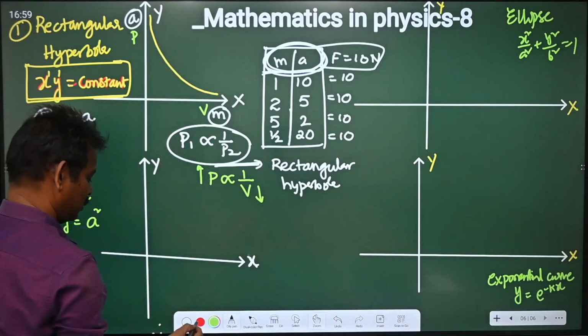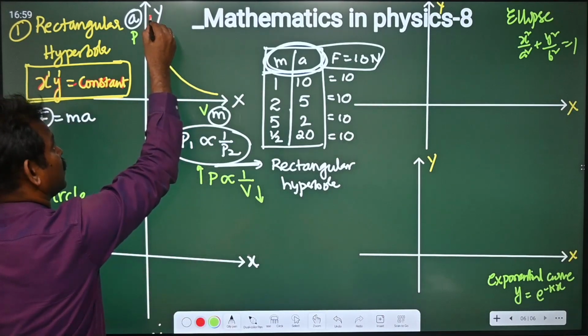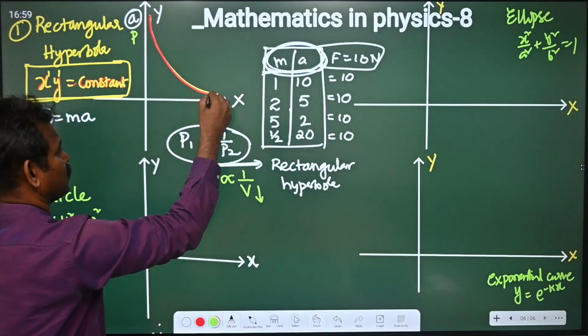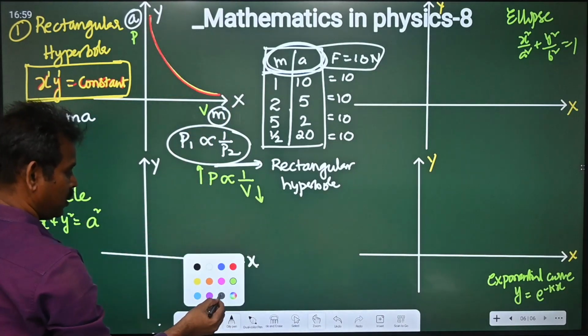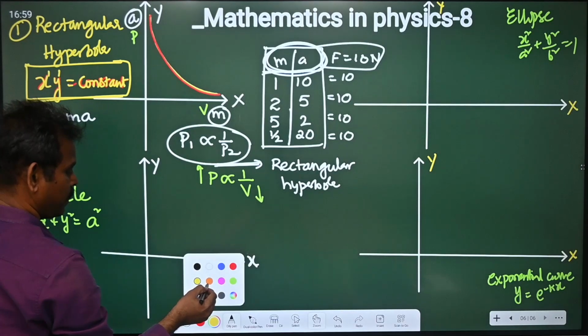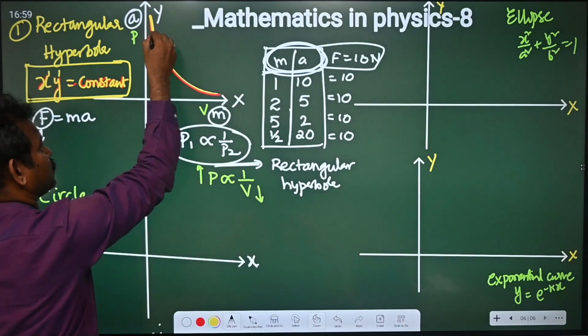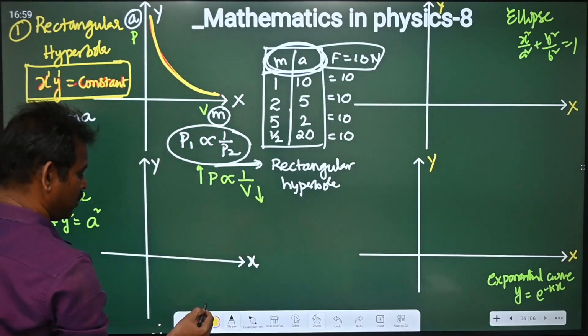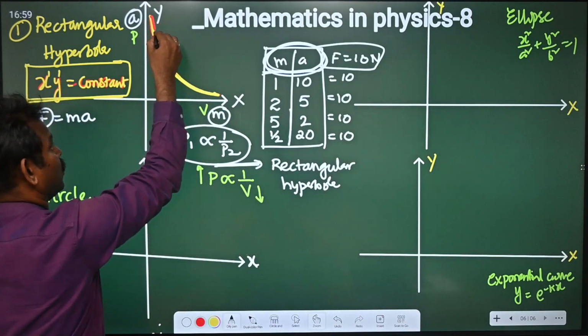So whenever a graph is given such that two physical quantities are inversely proportional to each other, the corresponding graph is always a rectangular hyperbola. So this is very, very important, and you have to remember it for a long time.